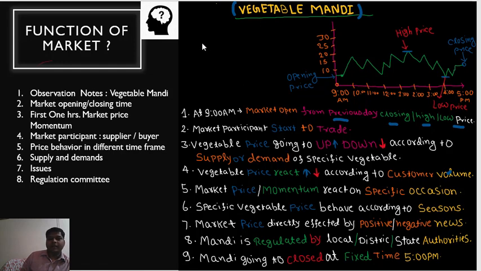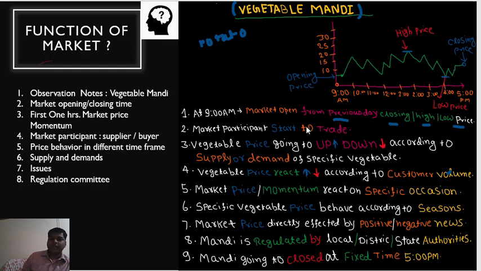Let us take an example of a potato. The potato price is 20 rupees a kilo on the previous day. Today it opens from 20, either below or above the 20 price. And now it starts trading at 9 a.m. So market participants start to trade.